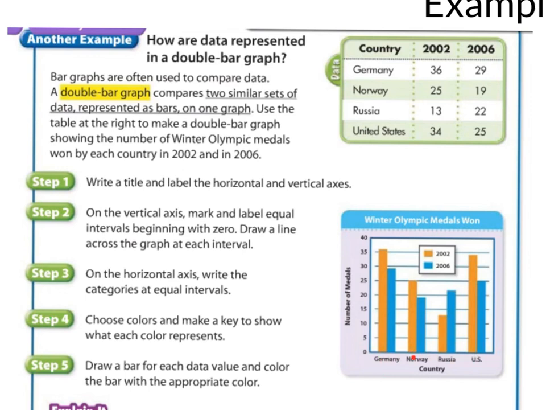Bar graphs go up and down, so if we put the countries on the side, the bar graph would go sideways. That would be okay too, but we want them to go up and down. What are we going to do next?